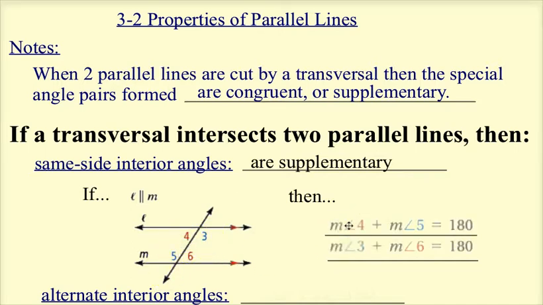So we're going to add this into our notes. The measure of angle 4 plus the measure of angle 5 equals 180 degrees. The measure of angle 3 plus the measure of angle 6 equals 180 degrees. So that's one of the first rules that we've learned: same side interior angles are supplementary. And 3 and 6 don't look congruent. You can tell by looking at the picture. 3 is an obtuse angle, 6 is an acute angle.